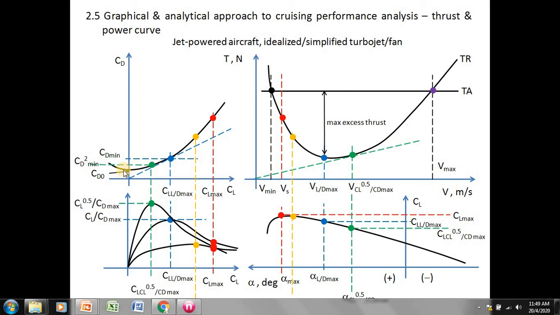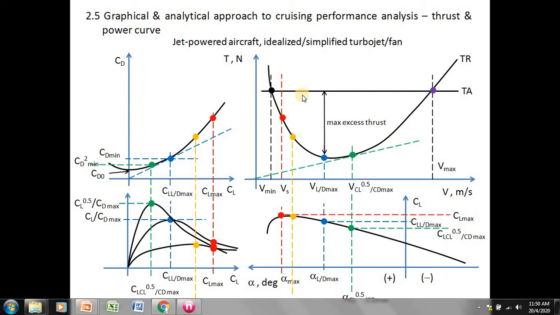CD at zero lift, so there is no lift here. It happens at CD minimum. So these are some of the points you need to identify during the cruising.